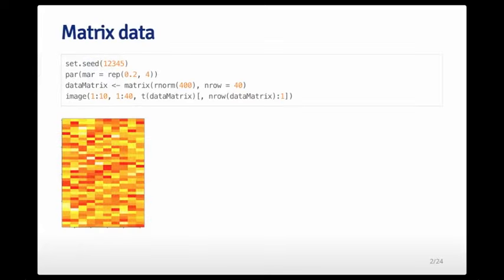So suppose we have some matrix data here, and I've just generated some random normal data using this code right here, and you can see that the matrix that I've plotted here using the image function is not particularly interesting. It looks pretty noisy, and there's no real pattern, as we would expect there to not be.